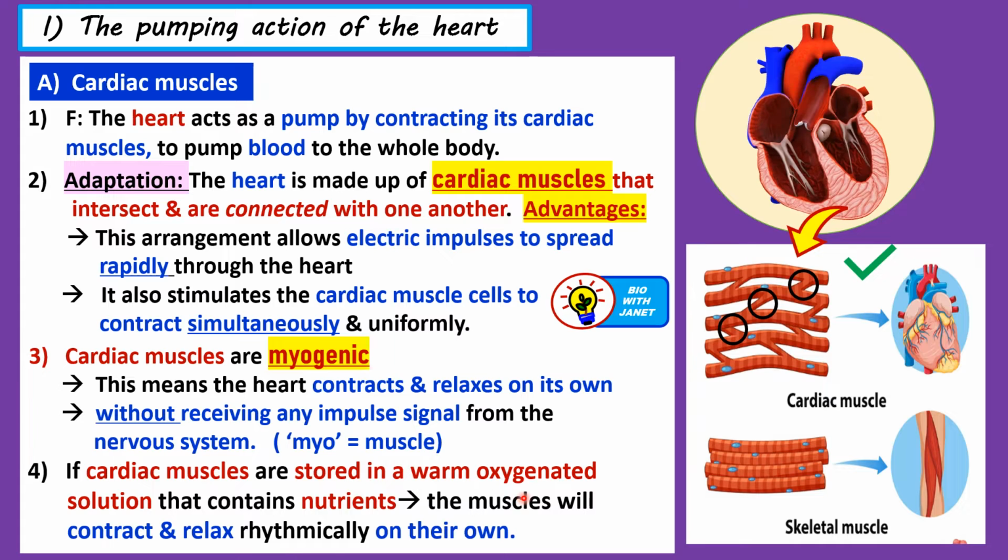So to prove that they are myogenic, if we have isolated a heart, and you store the heart, the cardiac muscles, in a warm oxygenated solution that contains nutrients, then with the oxygen and the nutrients, the muscle cells will survive for some time, and the muscles will contract and relax rhythmically on their own. So this proves that the cardiac muscles are myogenic.